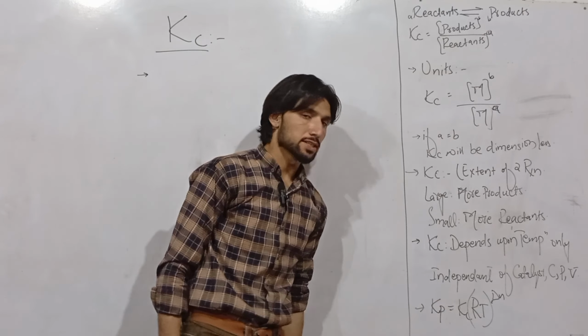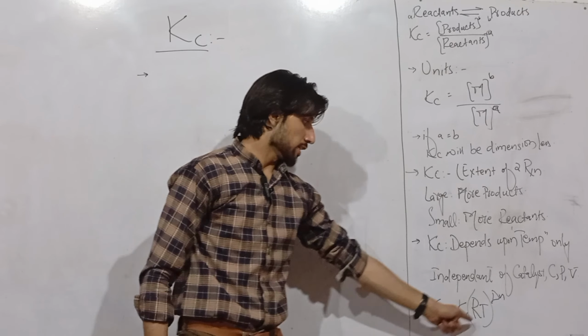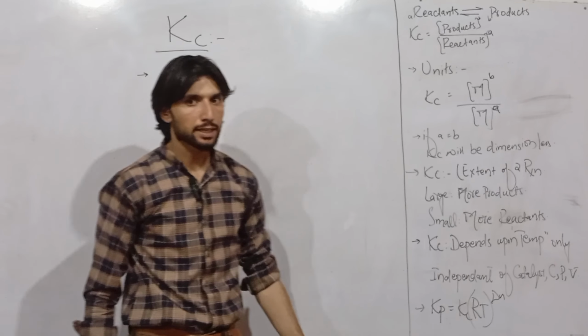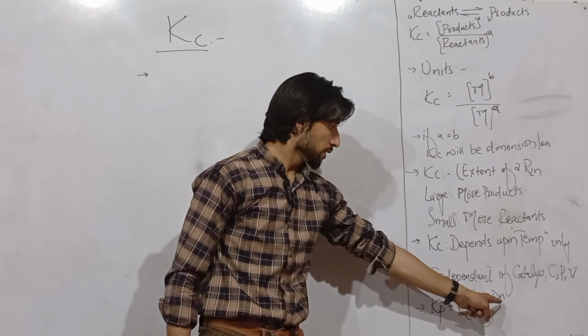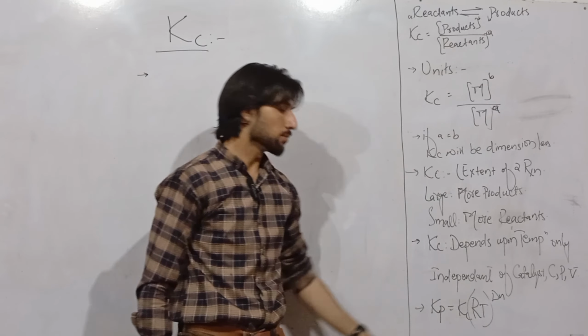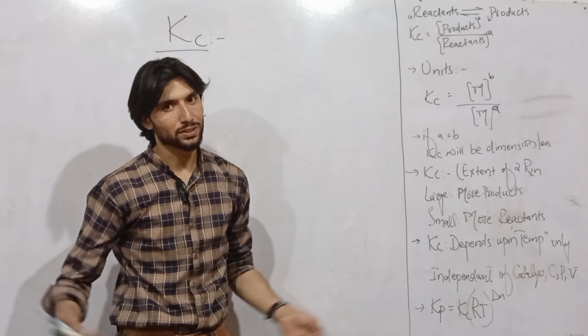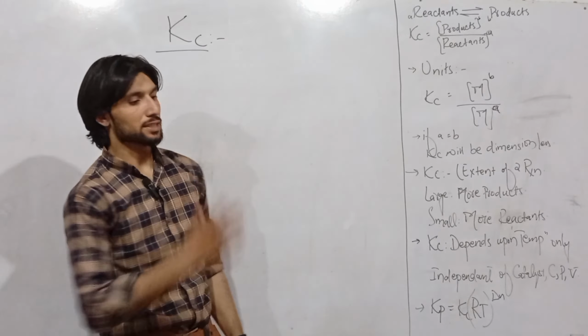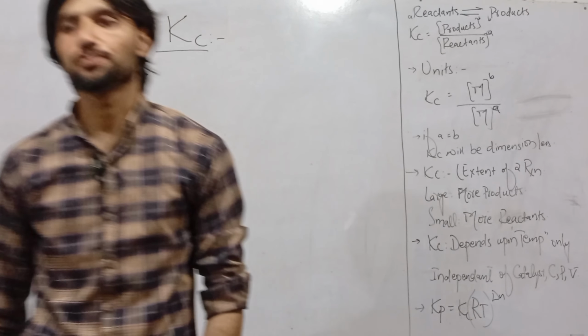Then Kp and Kc's relation. Kp equals Kc (RT) to the power delta n. Delta n means the difference between the number of moles of the products and the reactants. So now we will discuss MCQs on these topics.